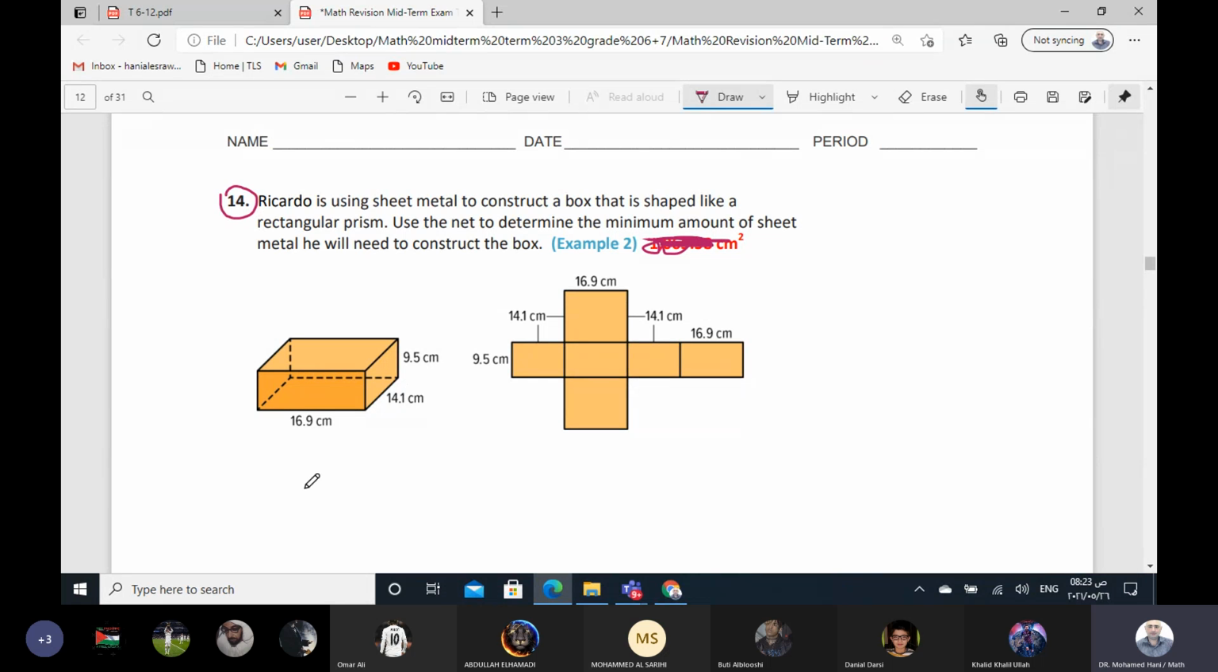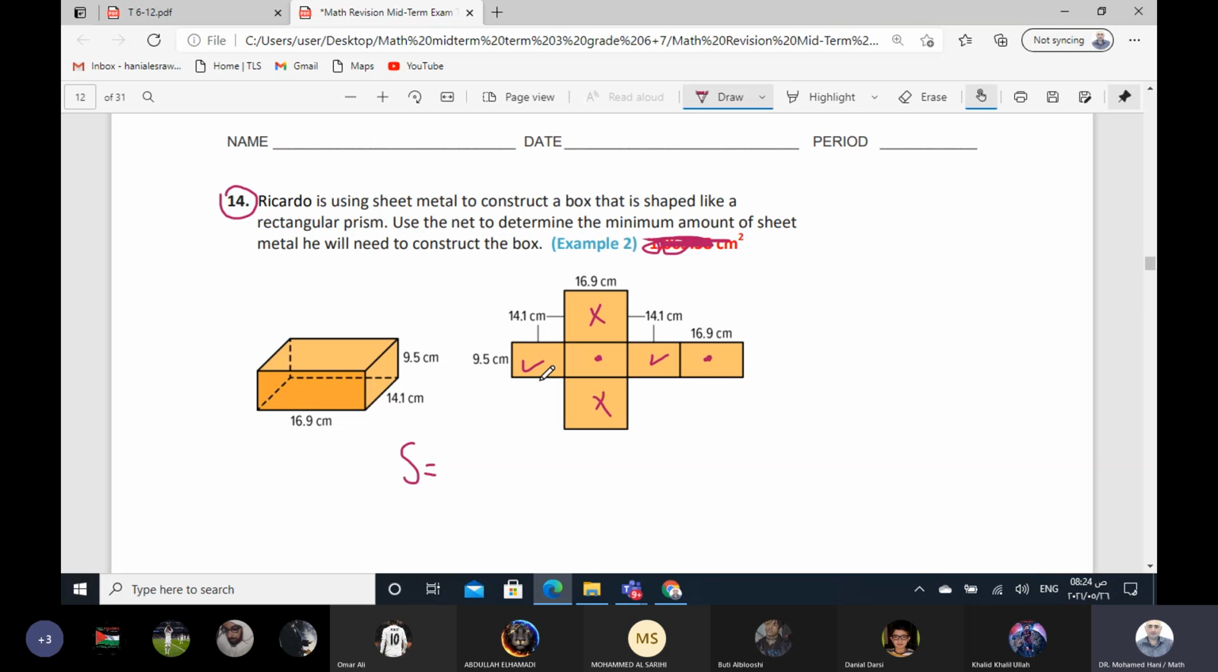We can find the area of the two congruent faces, like this face and this face will be congruent, and this face and this face will be congruent, and this face and this face will be congruent. So surface area, represent S, equals, we can start from here.